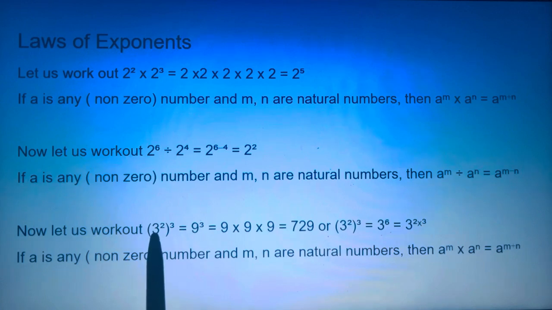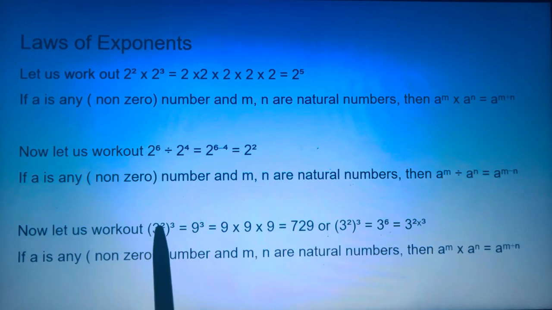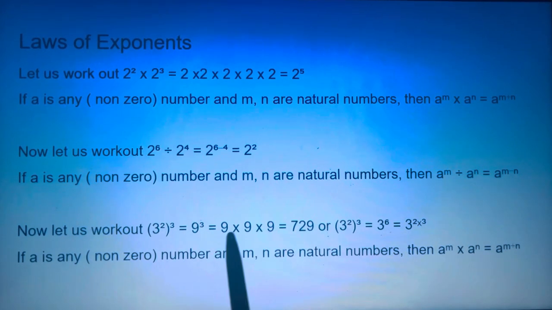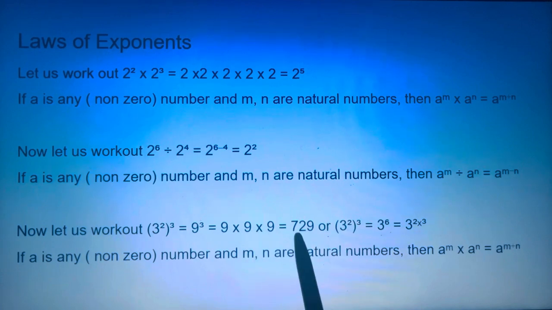Suppose 3 to the power 2, to the power 3. So 3 squared is how much? 9. So 9 to the power 3 means 9 times 9 times 9. That is 729. 9 times 9 is 81, and 81 times 9 is 729.